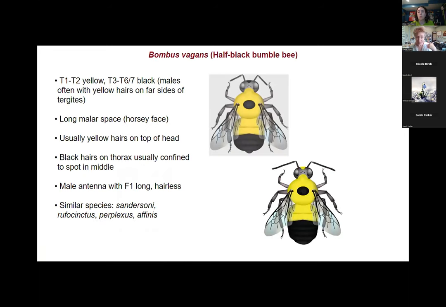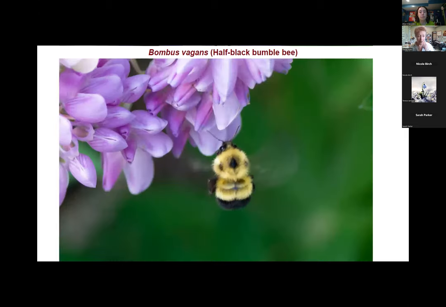So the half black bumblebee, Bombus vagans, the main thing we're looking for is not a lot of black hairs on the thorax, kind of limited to that center spot. And the first two abdominal segments are yellow. Males are similar. They have a bit more yellow. These are smaller, pretty shaggy bees.